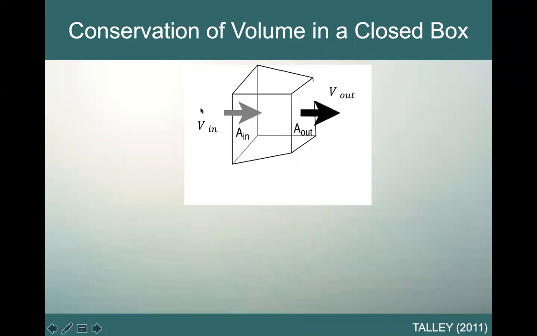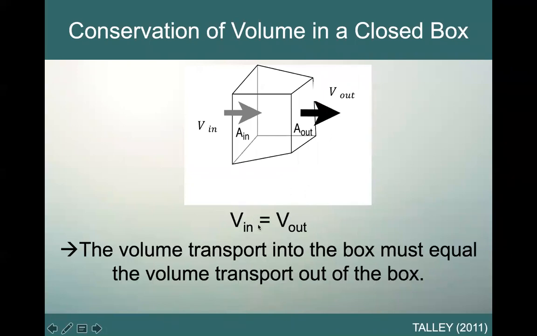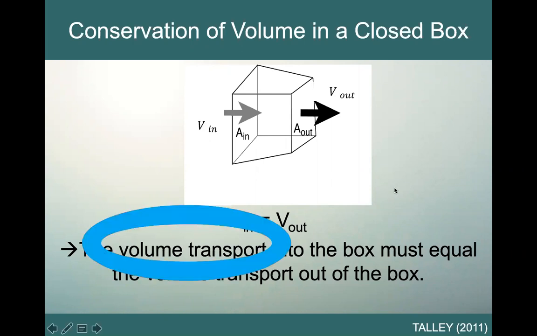So what I see is now I have V in equals V out. And the volume transport into the box must be equal to the volume transport out of the box. This is the conservation of volume in a closed box. All right, so let's think a little bit more about what this means, this term volume transport.